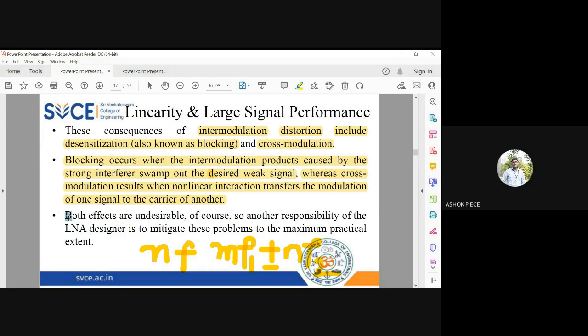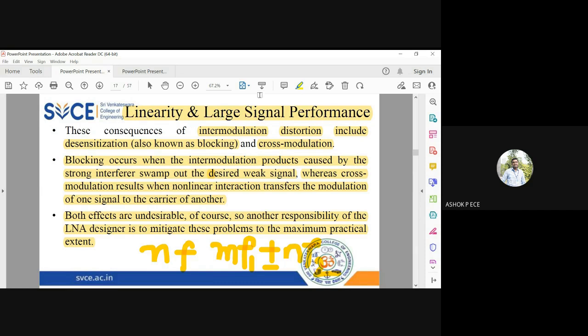So if you want to eliminate these two problems, then we have to fix our amplifier operating in such a way that these two problems are rectified. That is why it is called linearity and large signal performance. Linearity means whatever input you give, it should provide the output signal without changing the frequency.